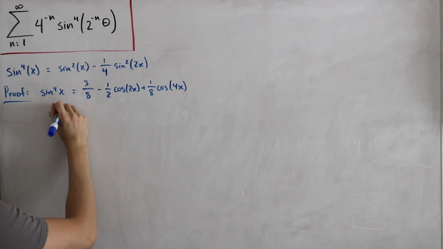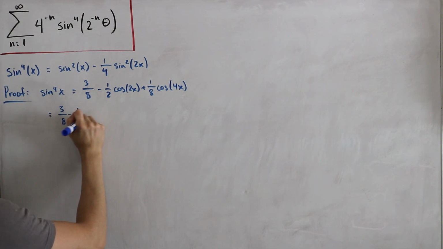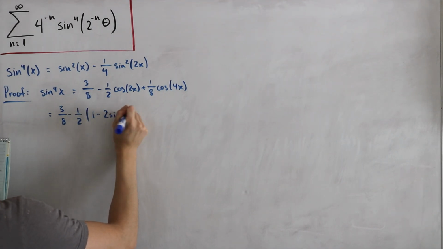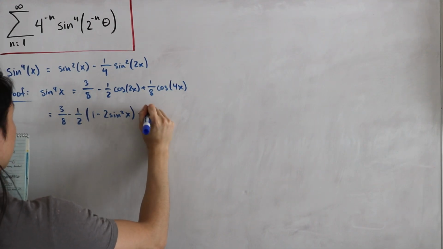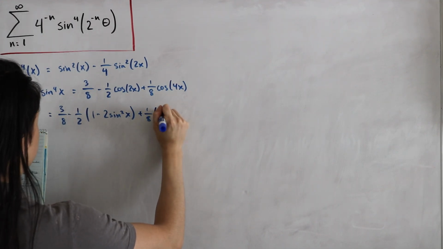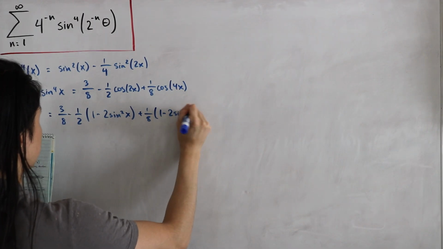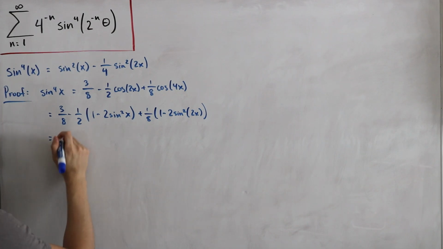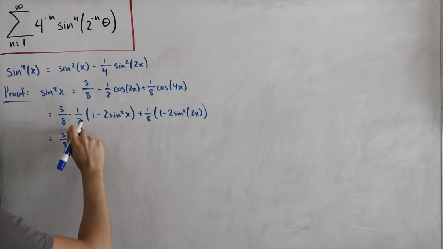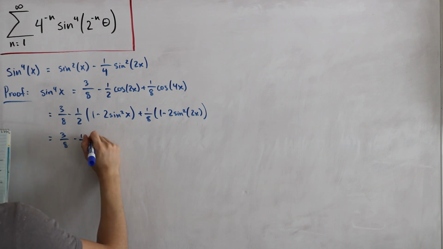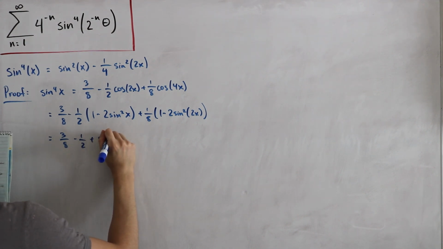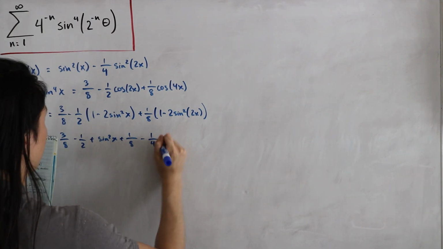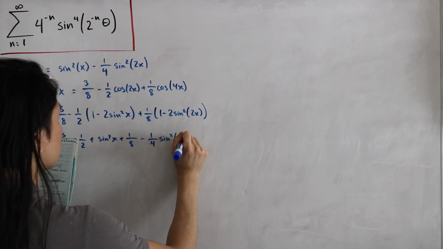As you see, this will yield 3 over 8 and then minus 1/2. We know that cosine of 2x has the nice identity of 1 minus 2 times sine square of x. And same thing, 1 over 8: cosine of 4x has that nice identity of 1 minus 2 times sine square of 2x. Okay, so now we just simplify. 3 over 8, and then distribute the 1/2 into everything here. So minus 1/2, and then plus sine square of x. Add this with 1 divided by 8, and then subtract 1 divided by 4, times sine square of 2x.